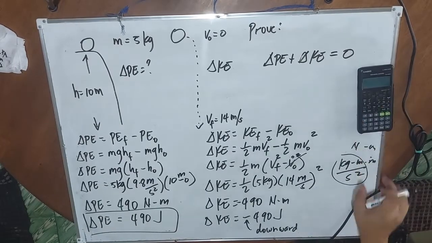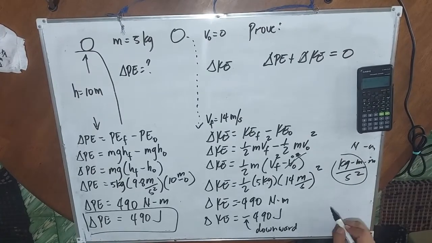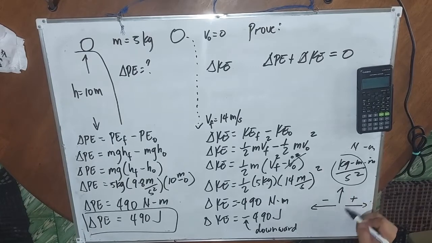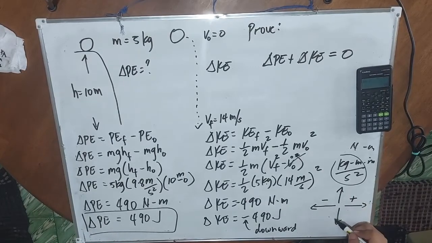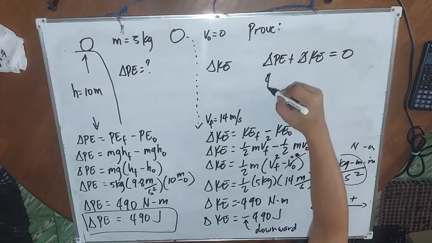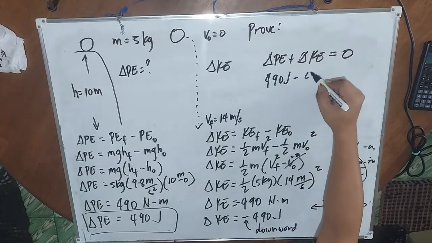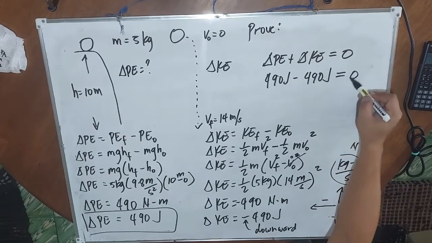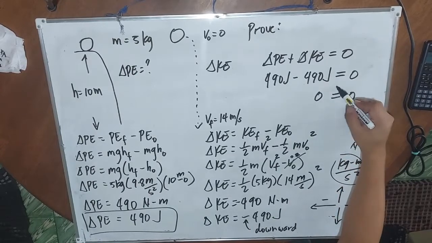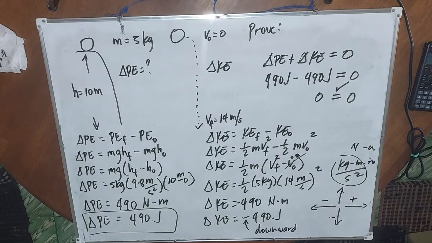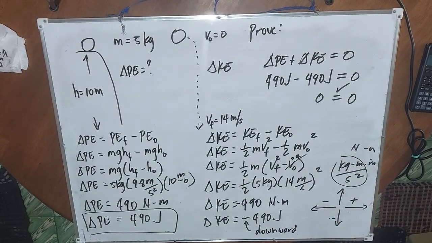Okay? Let's take into consideration, alam natin to sa physics, anything that goes to the left is negative, to the right is positive, up is positive, and down is negative. Okay? Remember our quadrants. Yan, so change of potential energy is 490 joules less 490 joules also for the change of kinetic energy. It should be equal to 0. And 0 is really equal to 0. Okay, so that would prove that energy is conserved. I hope that you were able to understand it.